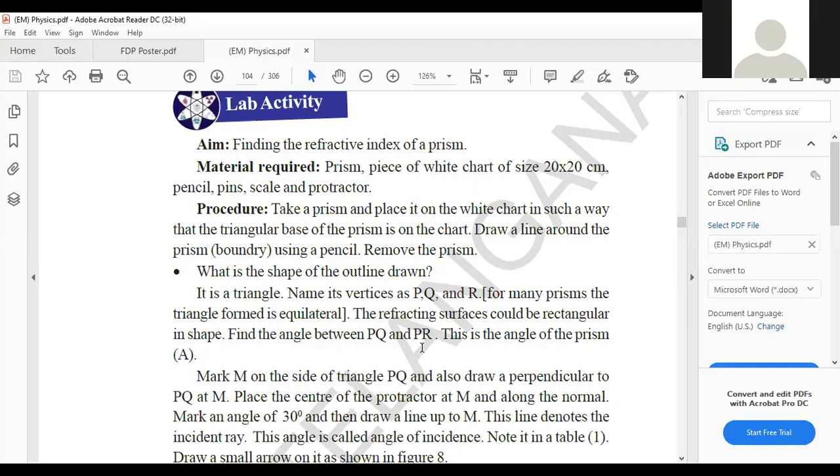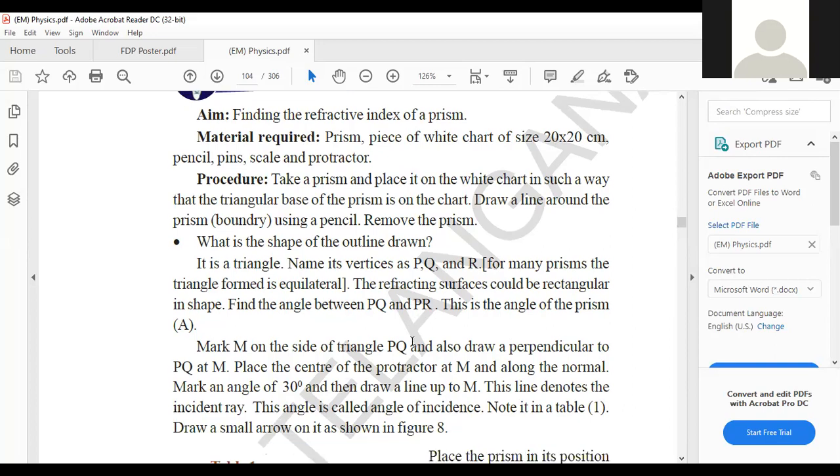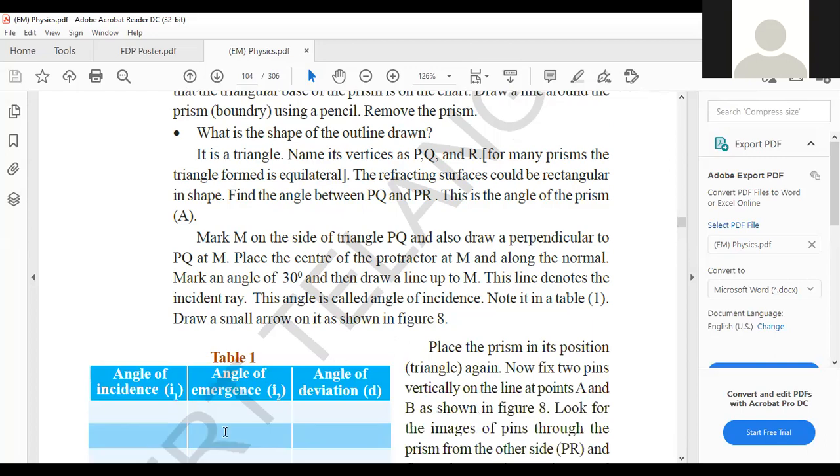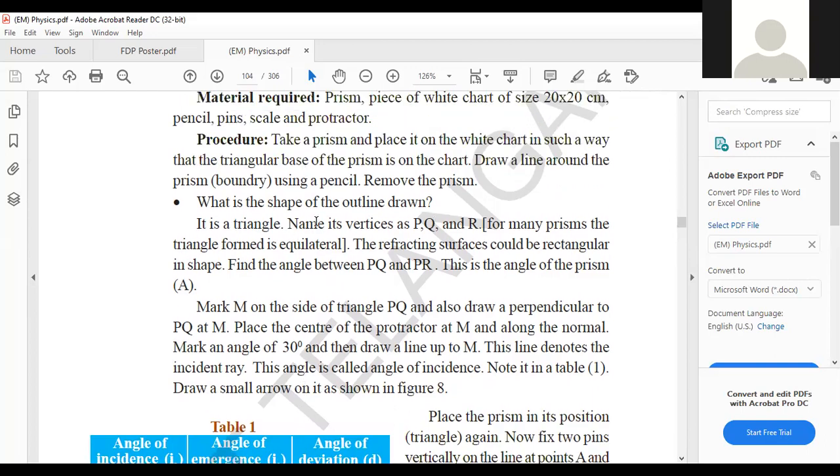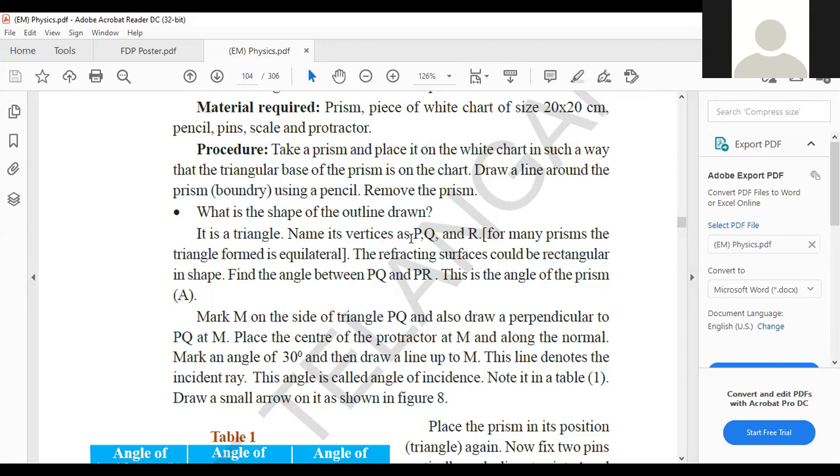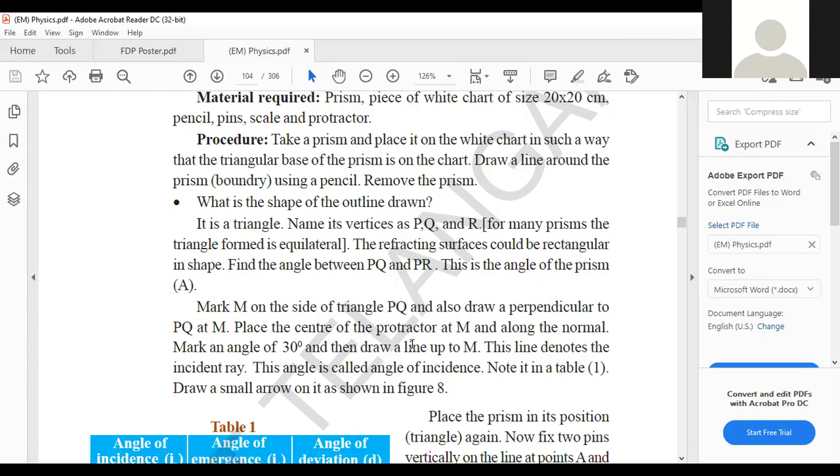After marking the PQR points, we take the angle between PQ and PR. You are going to measure it directly. The angle present between them you measure by using a protractor, right? That angle is taken as the angle of prism. So you calculate the angle of prism, and that will be tabulated here. And what is the shape of the outline? Obviously, it will be triangular in nature, and the PQR vertices you named on that. So you found the angle, and that is known as the angle of prism, right?